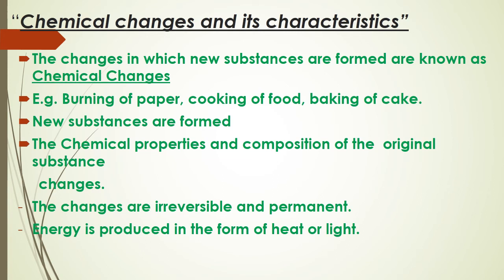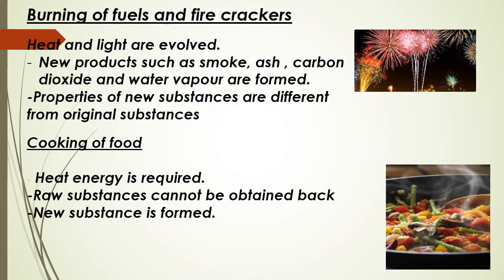So, what are chemical changes? Chemical changes are those changes in which new substances are formed, and the chemical properties and the composition of the original substance change. During the burning of fuels and firecrackers, heat and light are evolved. New products such as smoke, ash, carbon dioxide, and water vapor are formed. Okay, now here what happens? The properties of the new substance are different from the original substances.